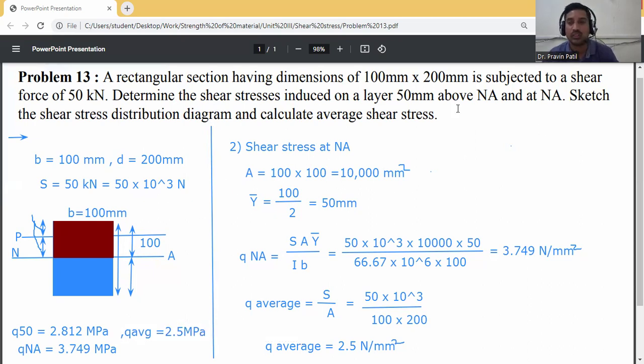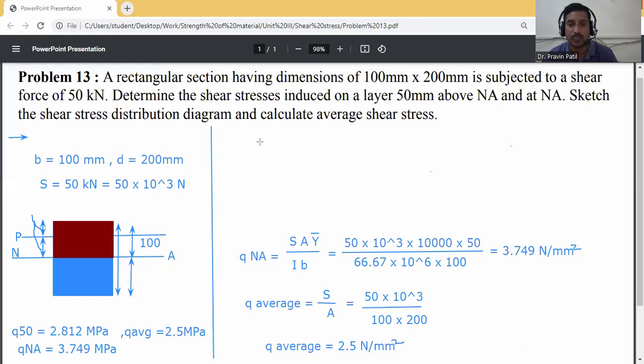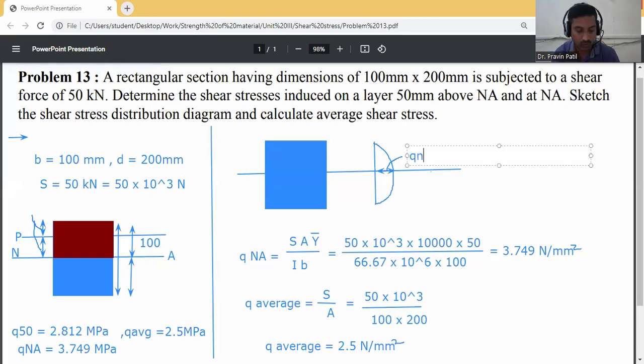Now draw the shear stress diagram. Next question is draw the shear stress diagram. So we draw first the cross section of this beam, and this is the neutral axis. This is the shear stress diagram across the cross section. Maximum shear stress occurs at the neutral axis. So this value is QNA or Qmax, which is 3.749 MPa or Newton per mm square.